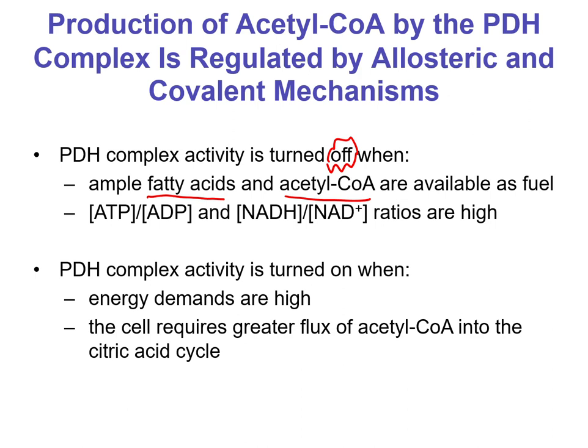What also turns off this complex is lots of ATP and NADH. So we talk about it in ratios. And when the ratio favors the high energy molecules, you're going to turn off the PDH complex, because the citric acid cycle makes more of these, and we don't need any more. We've got enough energy. We're good to go.